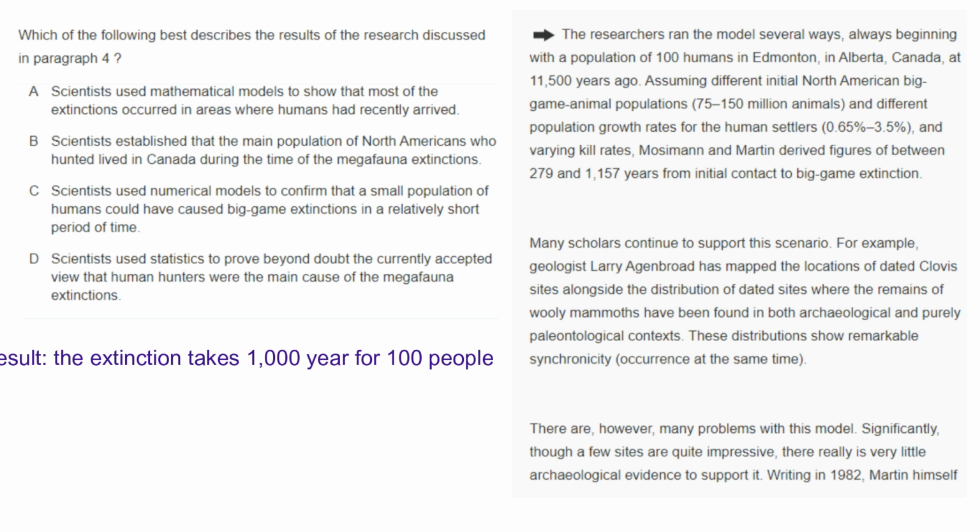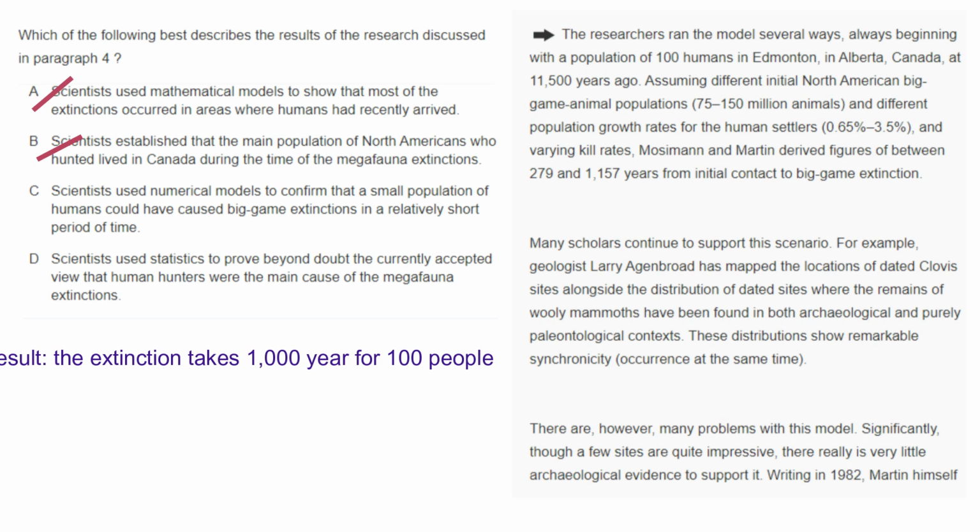A. Scientists used mathematical models to show that most of the extinctions occurred in areas where humans had recently arrived. A is not the point. B. Scientists established that the main population of North Americans who hunted lived in Canada during the time of the megafauna extinctions. B is incorrect. Canada was the starting location, and they migrated to the U.S. C. Scientists used numerical models to confirm that a small population of humans could have caused big game extinctions in a relatively short period of time. C is what we are looking for.